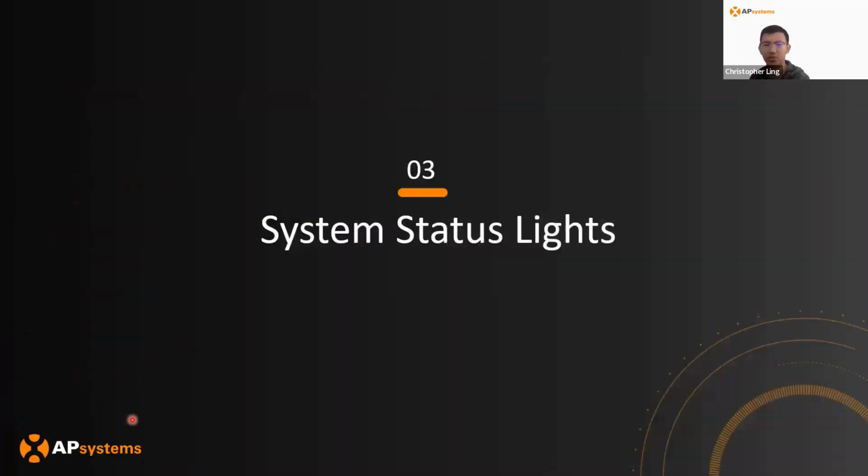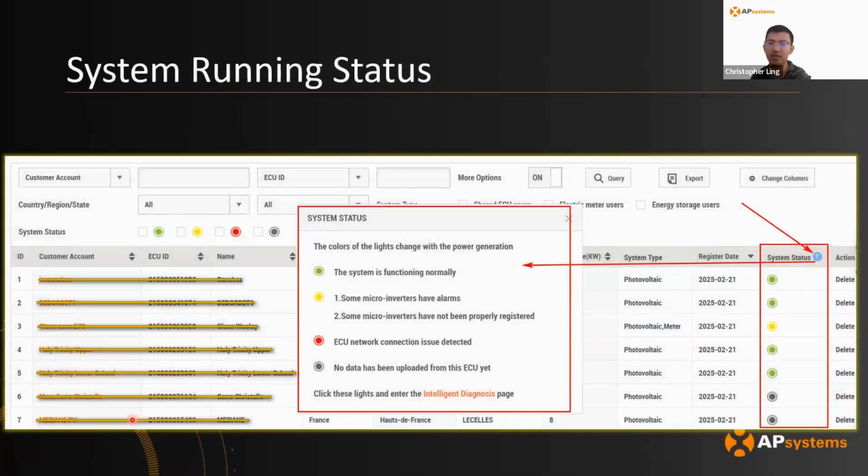This is old information, but I do want to briefly review this. This is our system lights system. If you have a list of all of your projects, it can give you a rundown of what the status is of each system. Green means the system is functioning normally. Yellow means that there are particular alarms with the microinverters, or there might be some registration issues. Red means that there's an ECU connection issue. And gray means that there's been no data uploaded from this ECU at all.